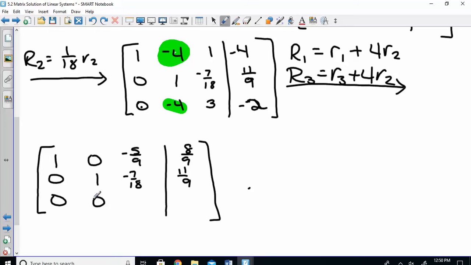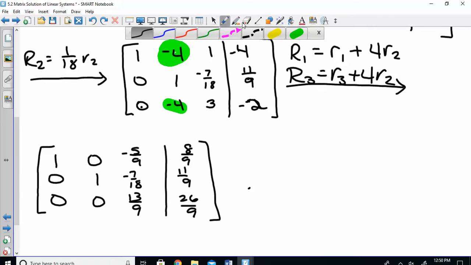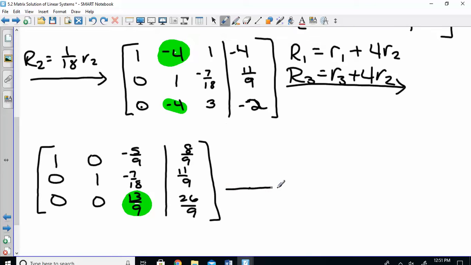Row 3. 0 plus 4 times 0 is still 0. Negative 4 plus 4 times 1 is 0. 3 plus 4 times negative 7 over 18, 13 over 9. Negative 2 plus 4 times 11 over 9 is 26 over 9. Alright, first 2 columns are done. We have 1 column remaining, so we are getting close, 2 steps away.